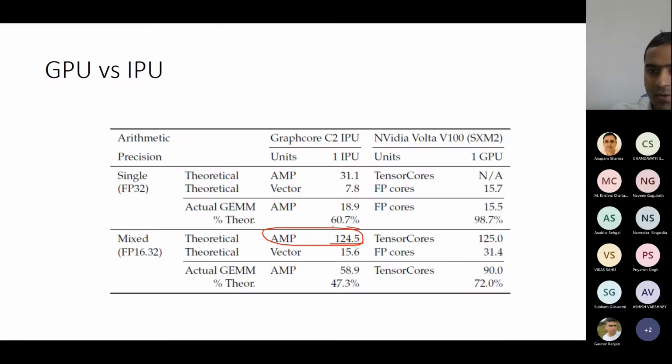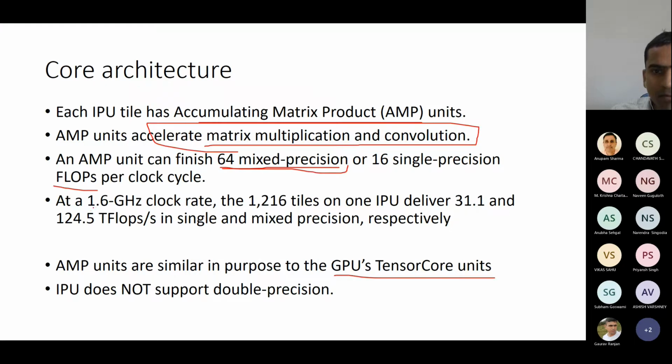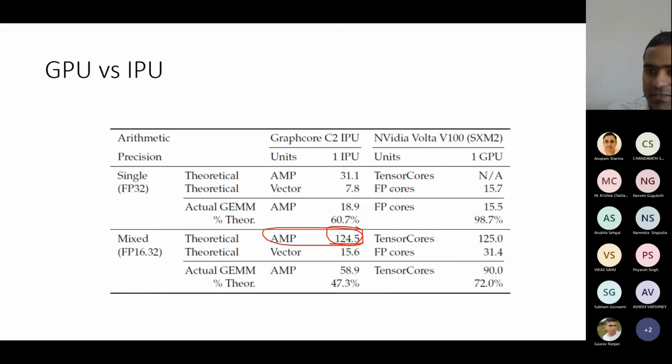So that's this number, 124.5. It may not be exactly 1.6, it may be like 1.6-something gigahertz. That's why it is not exactly 123. It is 124, but that's a very minor difference. So in mixed precision, it will give 124 teraflops per second, which is very close to what a tensor core can give you.